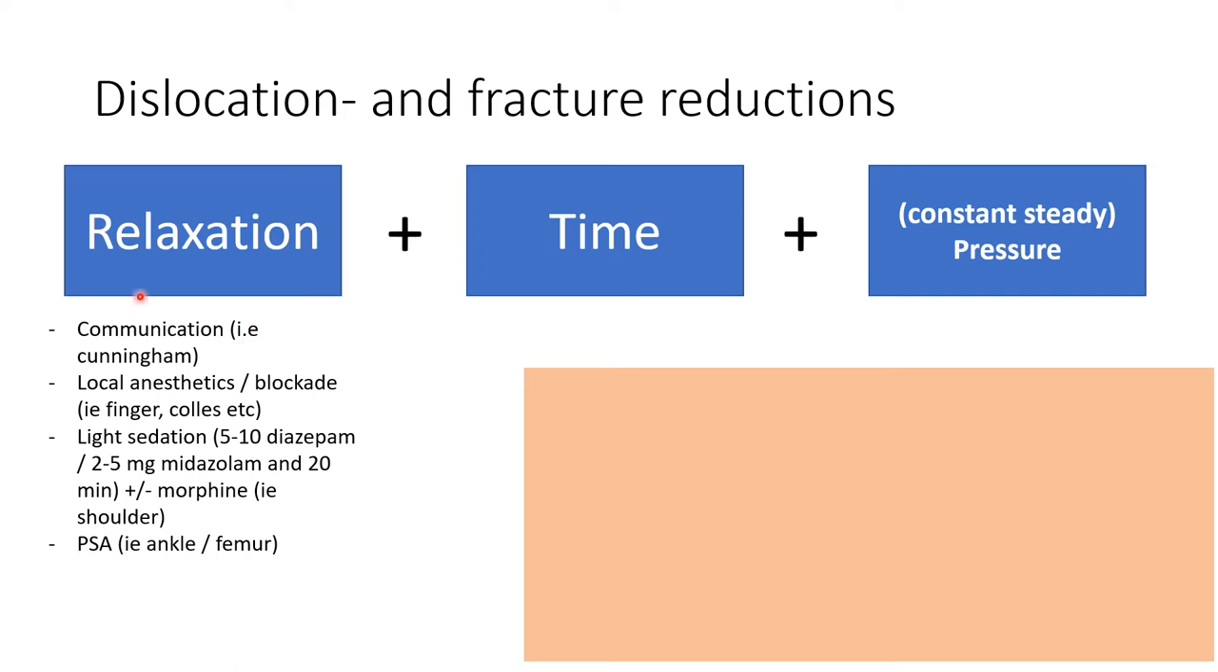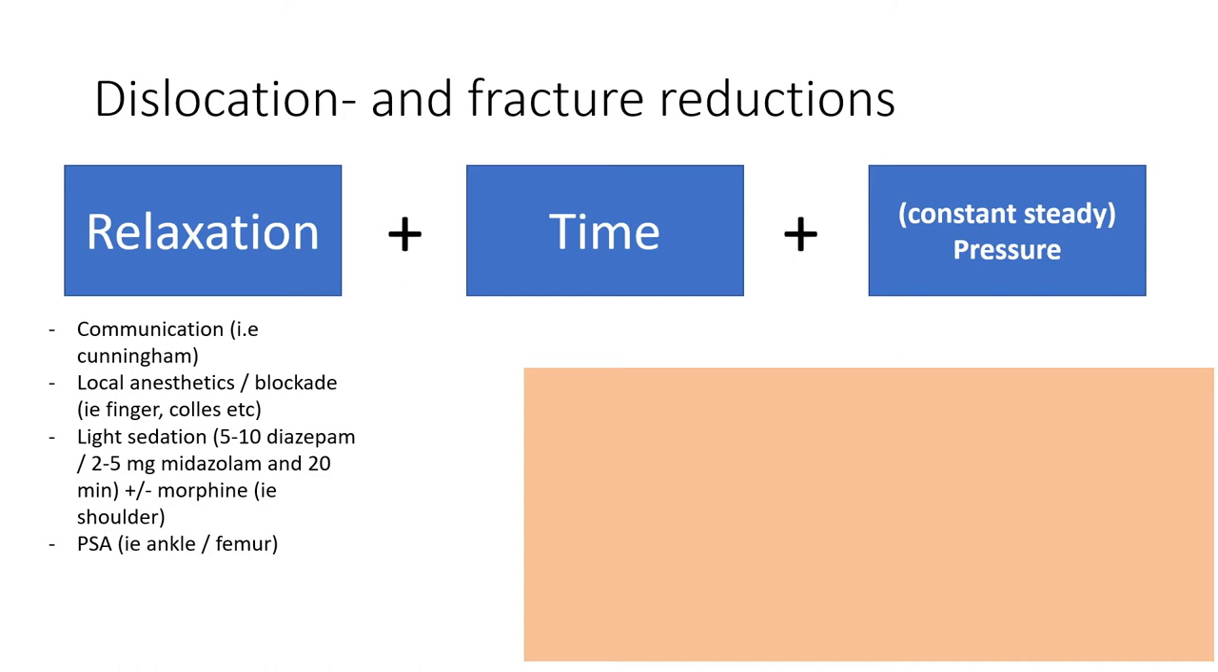Also the environment: are they in a busy emergency department, or can you use a room where there's no noise? Really important. The next step doesn't need to be pain meds. A lot of reductions can be done without pain meds, for at least anterior shoulders. But then you can use local anesthetics like a hematoma block, a Finkel block, or just an intra-articular block, or intra-articular lidocaine.